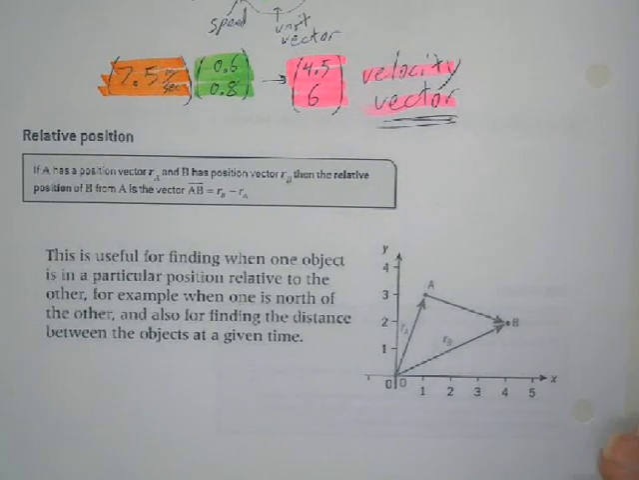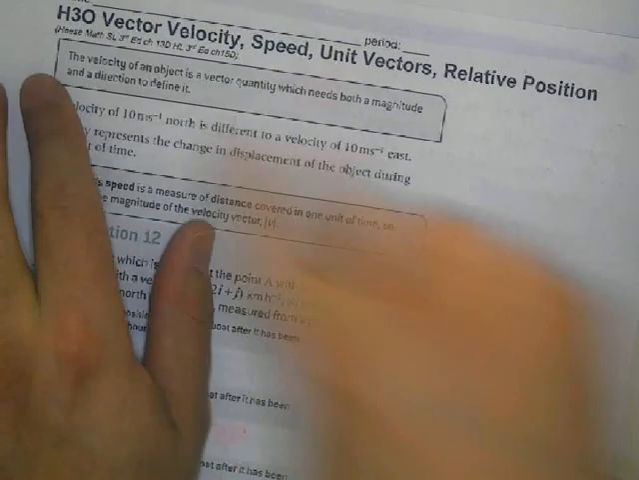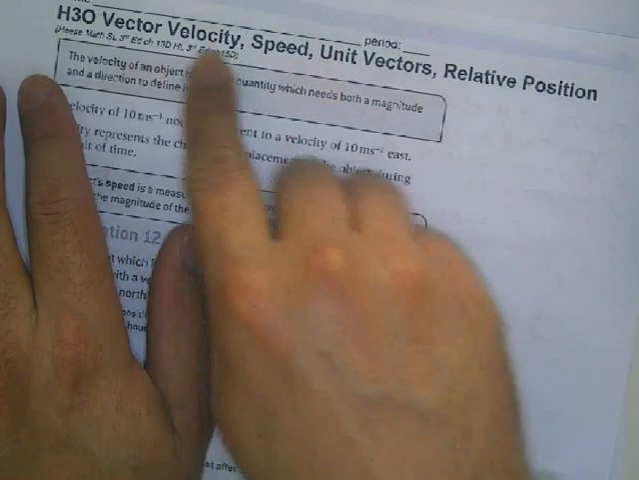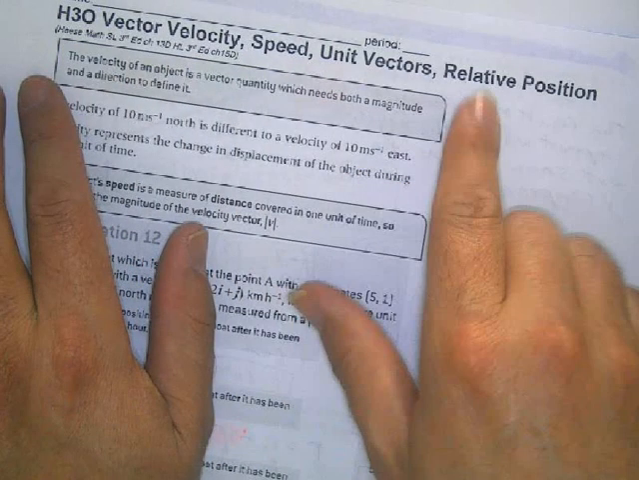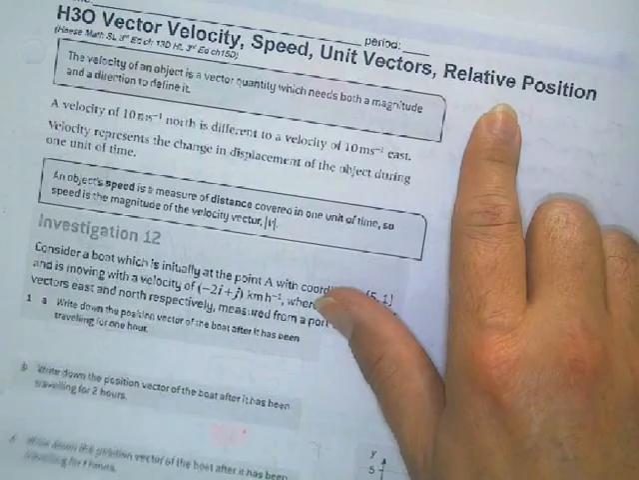Okay, we're about to do part 2 of H3O, vector velocity, speed, unit vector, and relative position. We're going to talk about relative position now.